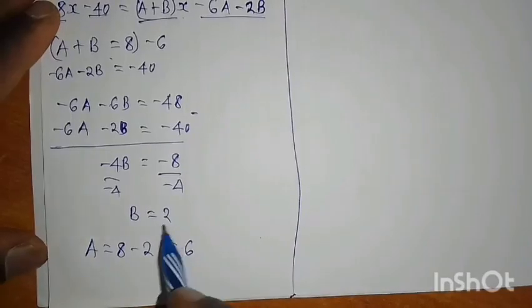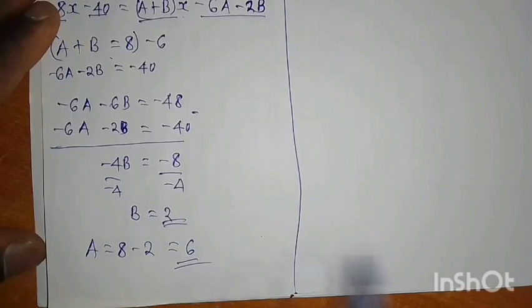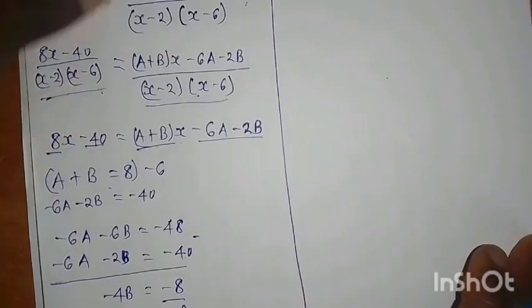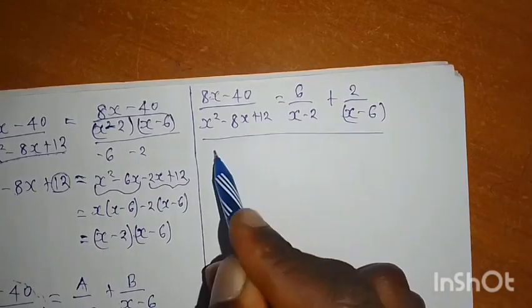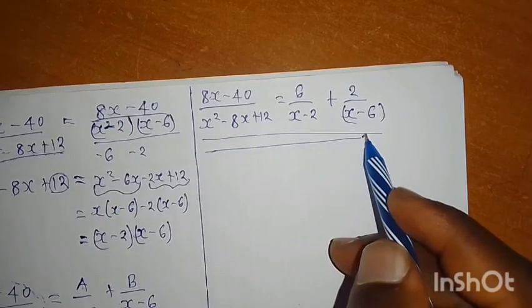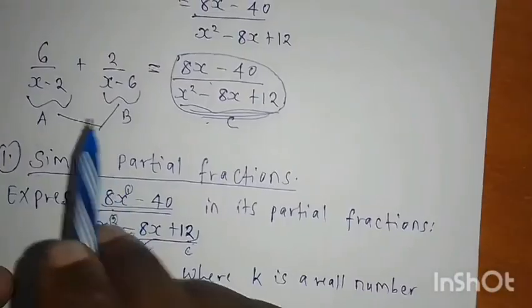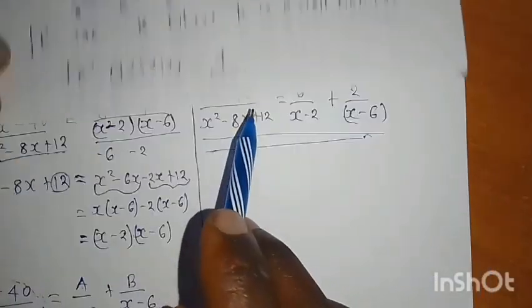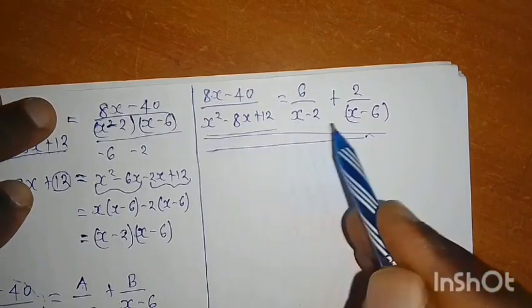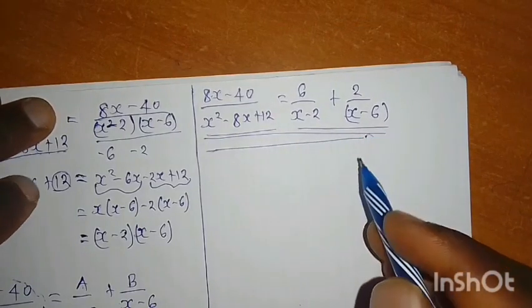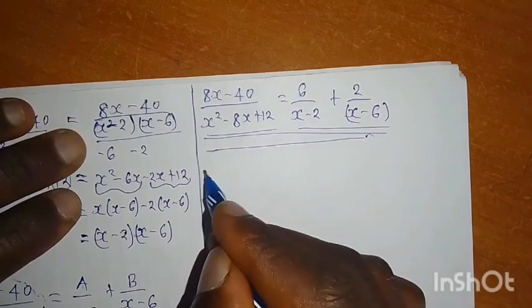So we now have our values for b and a. So therefore, our expressions will now be, so that is the same expression that we had at the beginning. So this is the method of splitting this expression into its partial fraction.